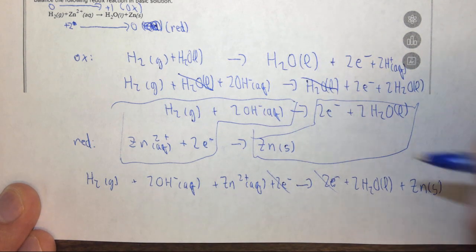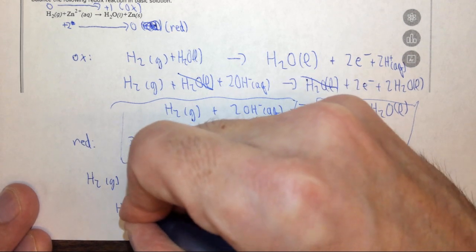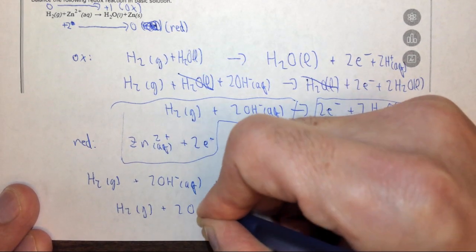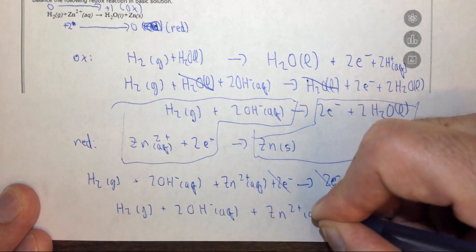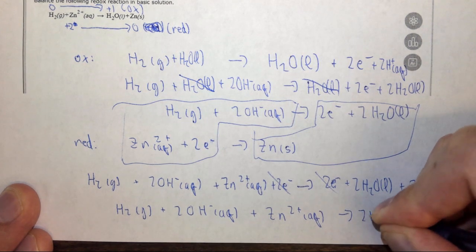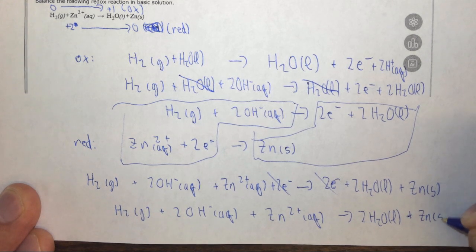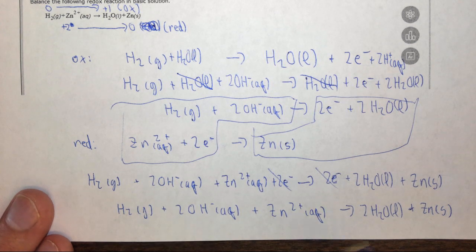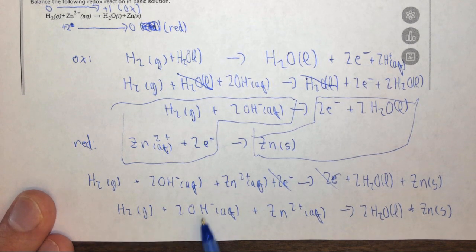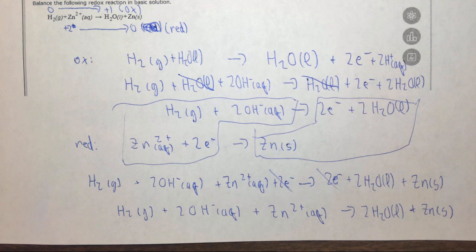You don't necessarily have to write this all out. We can cancel those out. Nothing else cancels out here. And what you end up with is H2 gas plus 2OH minus aqueous plus zinc 2 plus aqueous yields 2H2O liquid plus zinc solid. And this is for a basic reaction, so we do have OH minus here. Let's check. We have 4 hydrogens on this side and 4 hydrogens over here, 2 oxygens, 1 zinc, and 1 zinc. So this is the balanced redox equation for the basic solution.